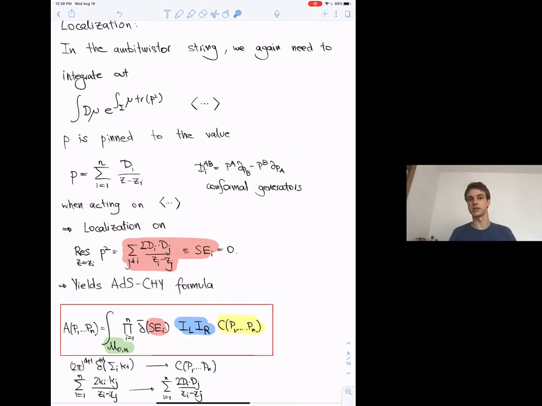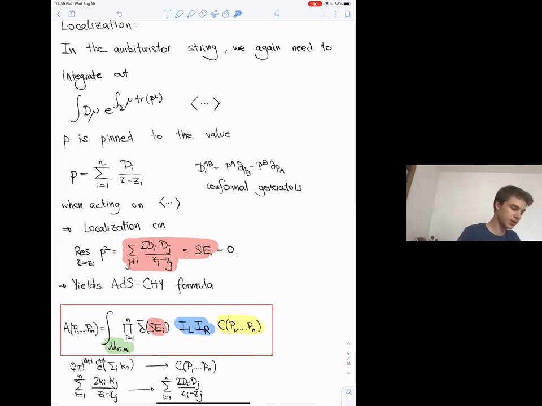So p is still operator valued in that equation. But now the same argument as before tells you that there should be localization on all the values where the residue of p squared is 0. And the residue of p squared gives you now the analog of the scattering equations. And you can write them again in the same form. And formally, you just replace the momenta k_i by the conformal generators D_i.